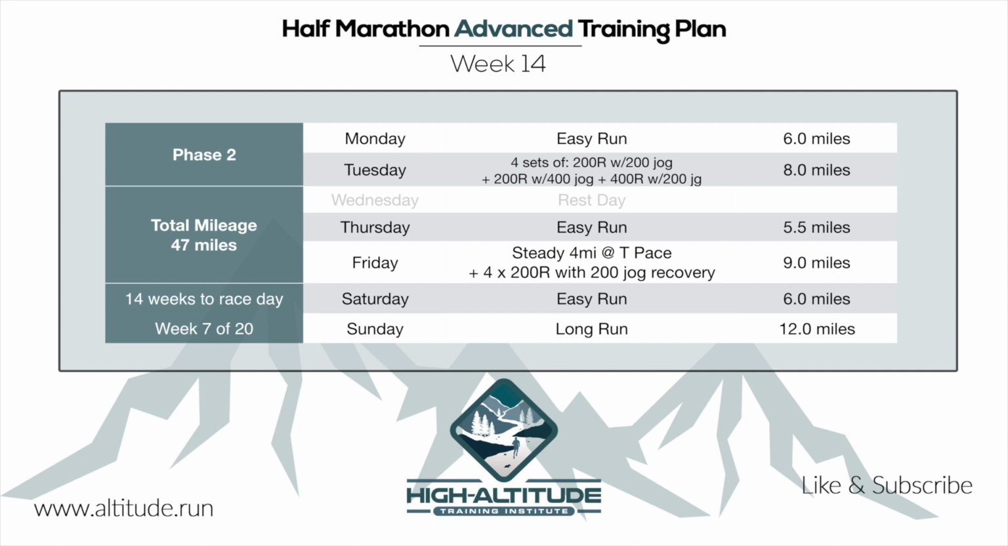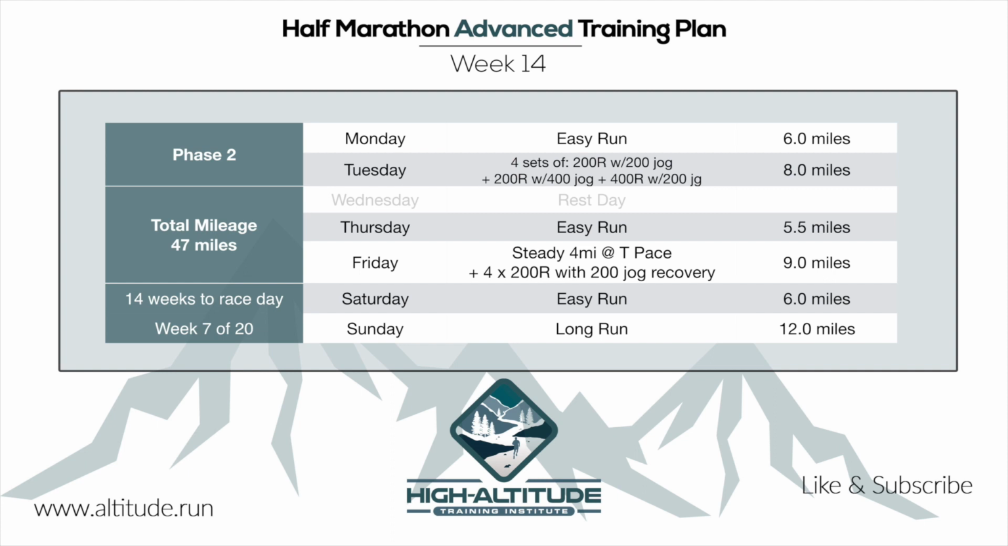On Monday, we're going to have an easy run, 6 miles. And then on Tuesday, we're going to do one of the staple runs: 200R 200 jog, 200R 400 jog, 400R 200 jog. And we're going to do that 4 times. Now, this is a tough set, and we have 2 miles of warm-up and 2 miles of cool-down for this one, for a total of 8 miles. So the following day, we're going to do rest.